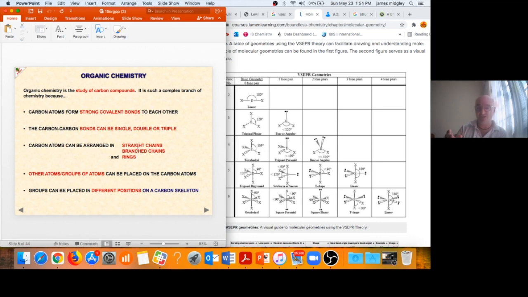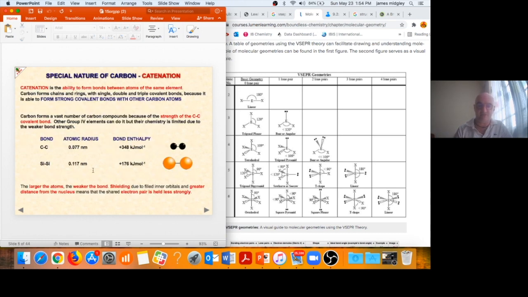We can have straight chains, branched chains, we can have rings, we can have multiple rings together, we can have straight chains branched off a ring. The possibilities are endless. There's no end to the number of carbon compounds that we can make. Okay, it's mostly carbon and hydrogen. We do have quite a bit of oxygen and nitrogen and some sulfur now and again, and organometallic chemistry is another rich area, not in this video, not on the IB. Okay, so groups can be in different positions on a carbon skeleton. We kind of know that, don't we?